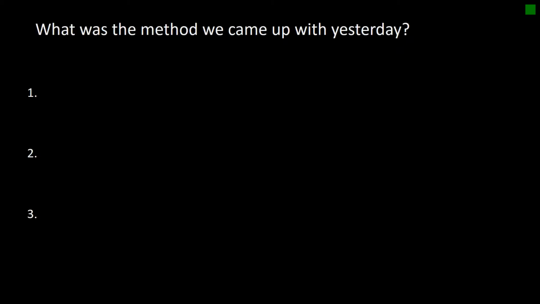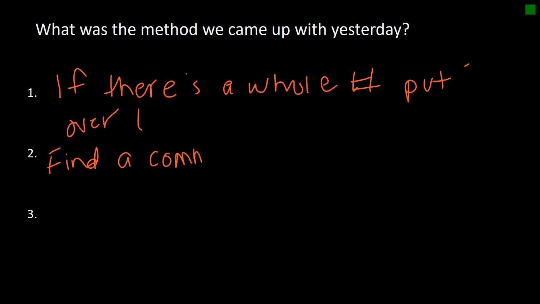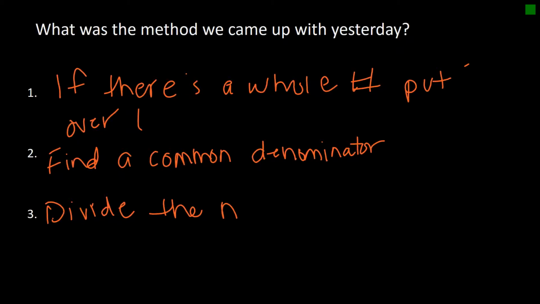Okay, so now I want you to take the time and write the process or the method that we came up with yesterday, and even some of us on Friday in class. Hopefully, you wrote in your notes, if there's a whole number put it over 1. And the second step we came up with was find a common denominator. And then the third step was just divide the numerators.